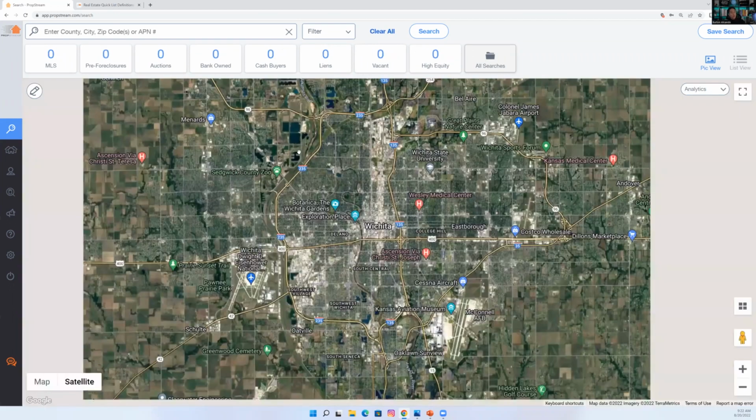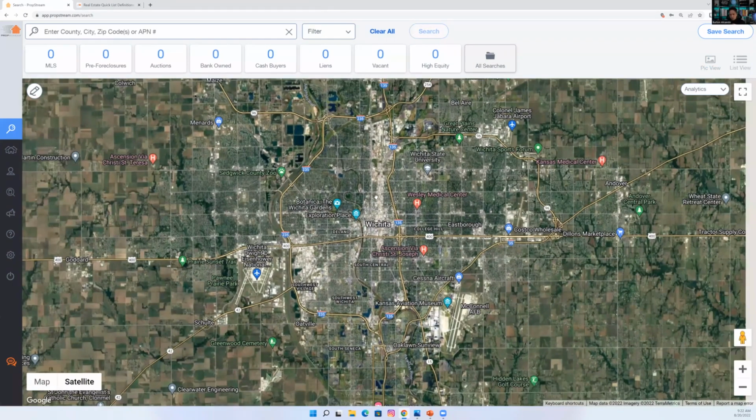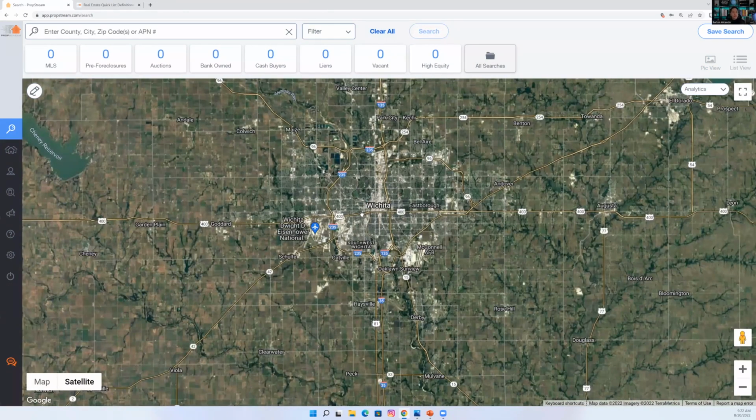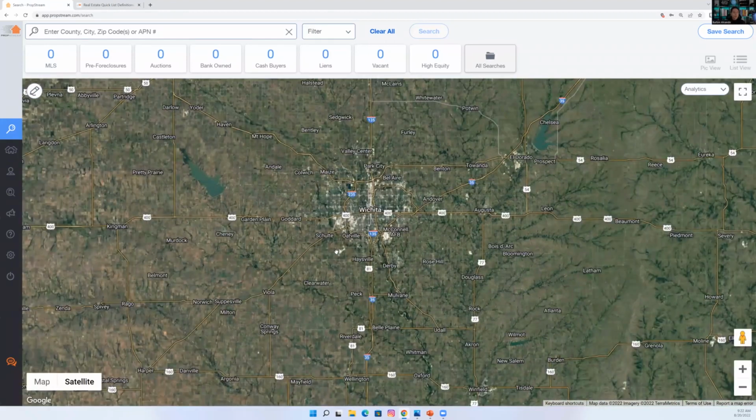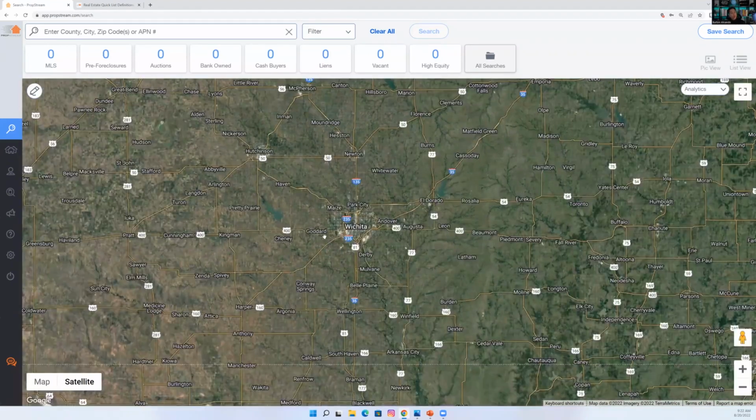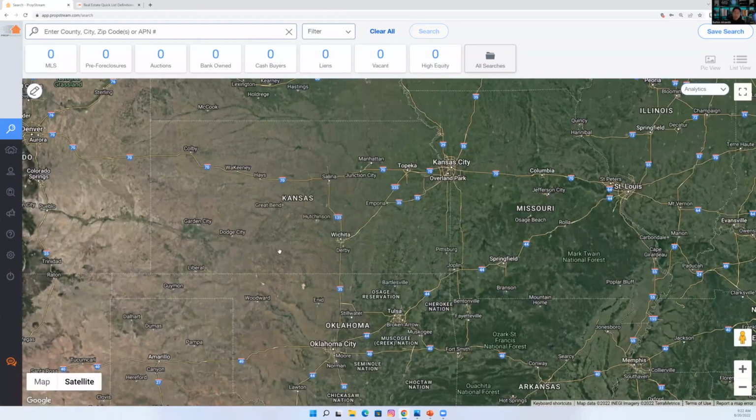But that's not the whole point today. The whole point was to show you what we do. This is one aspect. If you have a property right now and you want to analyze it, we've got you covered. But what we also excel at is that other part, lead generation.